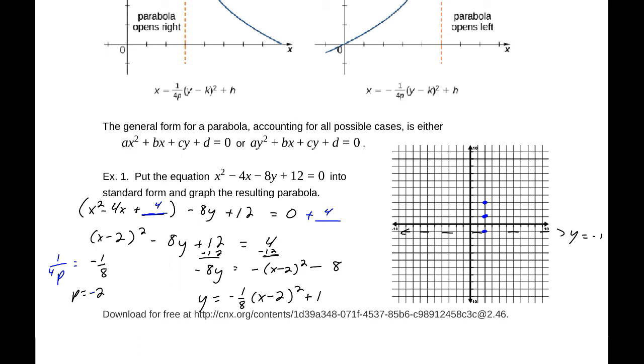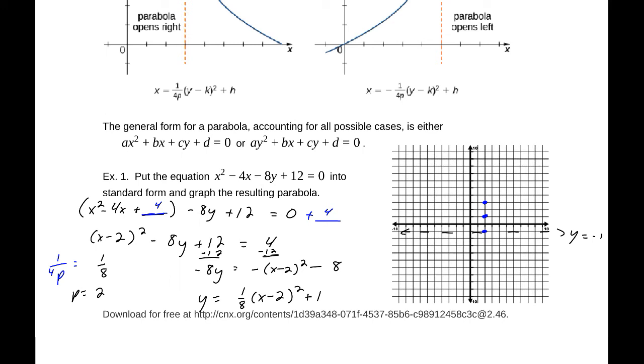Alright, now let's see, negative... Oh, that's actually a positive 1/8. That's why this is not looking right. Positive 1/8. Okay, (2, 1). My p-value is positive. Okay. P-value is positive 2, so that all lines up. Okay, my graph matches.